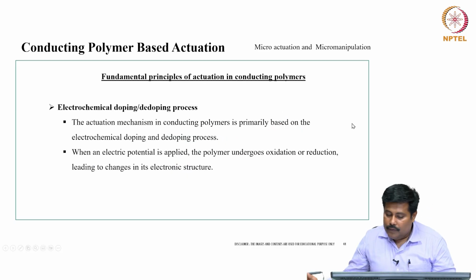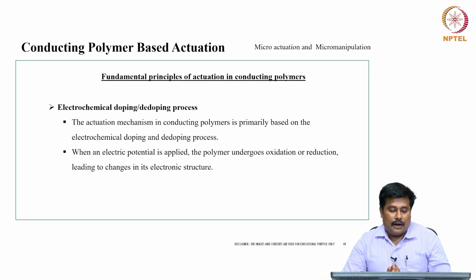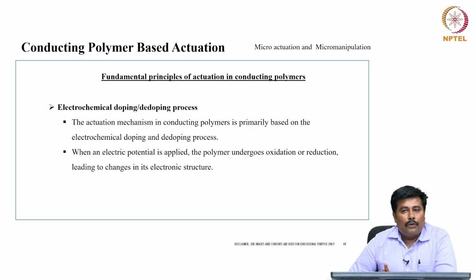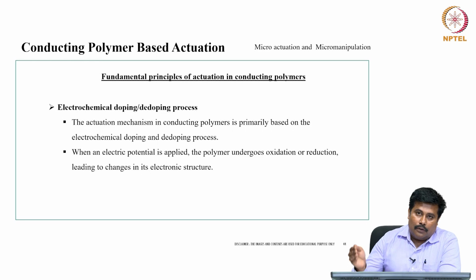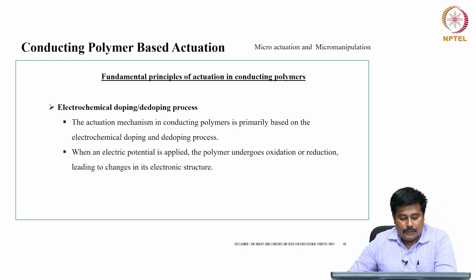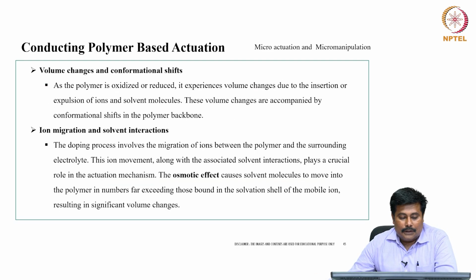Now, when we look into the fundamental principle of actuation in a conducting polymer, the electrochemical doping and electrochemical de-doping process is involved. So the actuation mechanism in conducting polymers is primarily based on the electrochemical doping and de-doping process. When an electrical potential is applied, the polymer undergoes oxidation or reduction, leading to changes in its electronic structure.